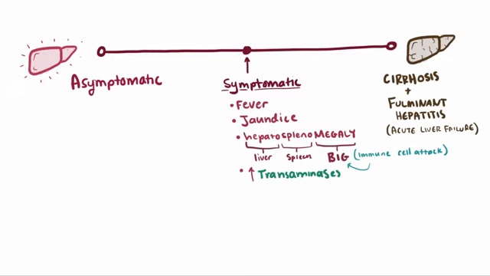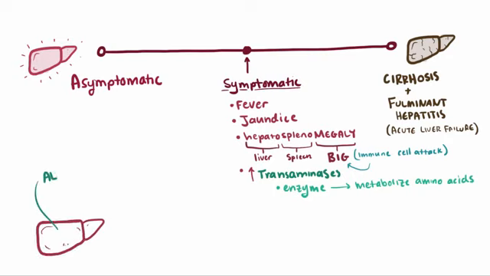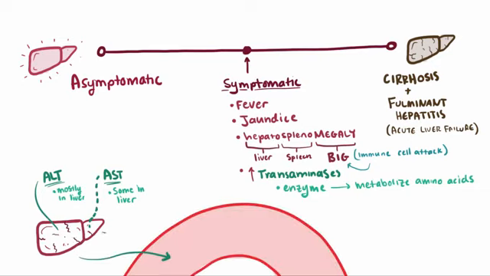Usually there's only a small amount of transaminases in the blood, which are these enzymes that help metabolize amino acids. Alanine aminotransferase, or ALT, is mostly found only in the liver, and aspartate aminotransferase, or AST, is found in both the liver as well as other tissues. So if the liver cells are damaged by immune cells, both ALT and AST start leaking out into the blood from the liver. But typically, since ALT is more associated with the liver, ALT will be higher than AST, even though they both will likely be elevated.